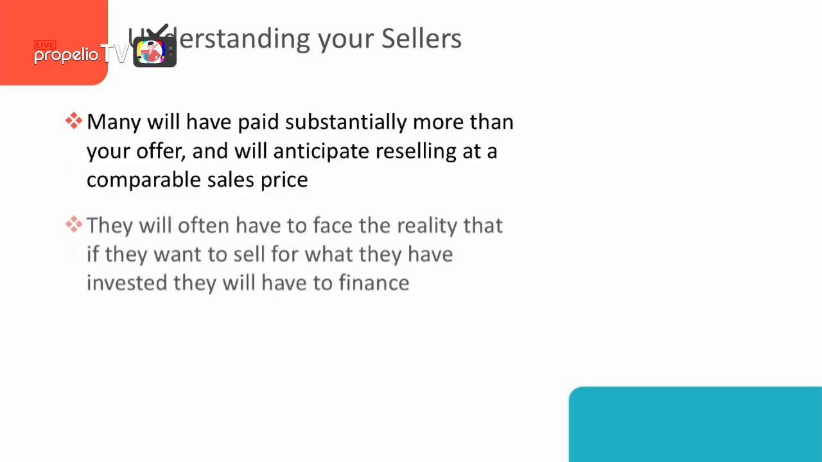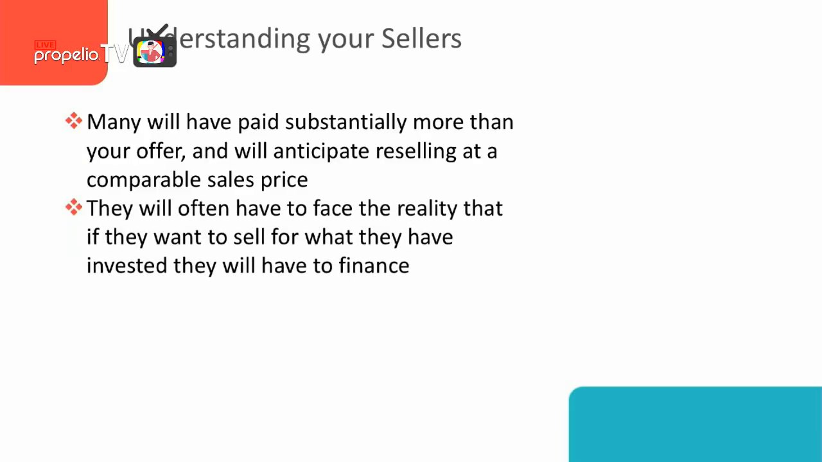All right. Moving on past that, they will often have to face the reality that if they want to sell for what they have invested, they will have to finance. We've already kind of talked through that. I can give you 20 grand for your mobile home, but it's going to have to be on payments. I know you paid 25 grand for it, but you did it on payments. Nobody's going to pay 25 grand cash for this house right now. I'll give you 20 grand, but I want it on payments. I'll give you 5 years to pay it off, and I'll give you 4% interest on it. That's more than fair.